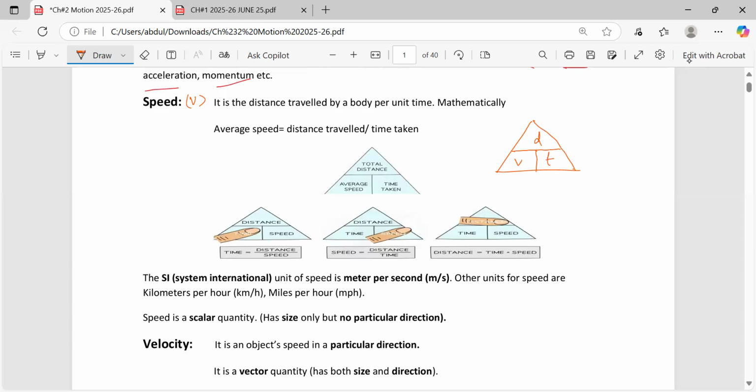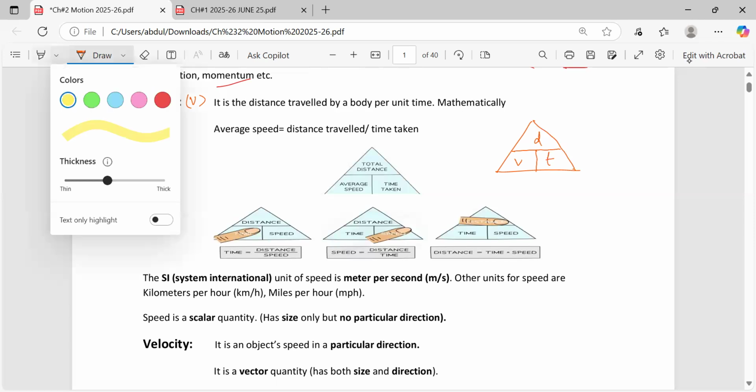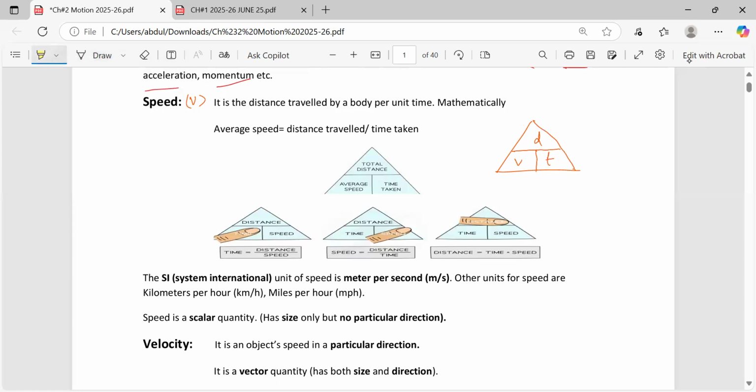Now see, if you want to find speed, please hide speed with your thumb like this. Let's suppose I have hidden the speed, V. You cannot see it. What is left behind? It is d over t. So the formula for speed is d by t.